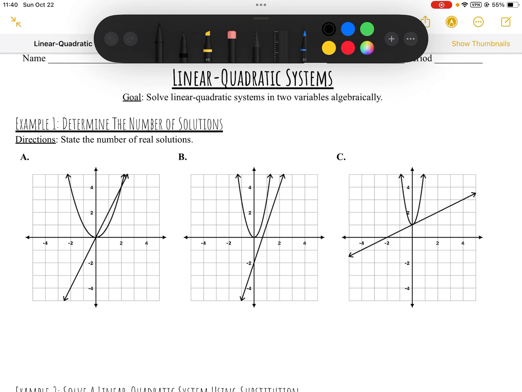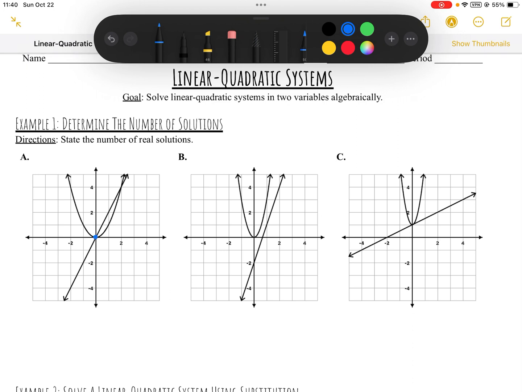So linear, you have just x. Quadratics, you have x squared. So in example 1, we are going to look at graphs and determine the number of solutions. So we're just going to state the number of real solutions based on what we are observing. So for A, I have my two graphs there. I have my parabola and my linear equation.